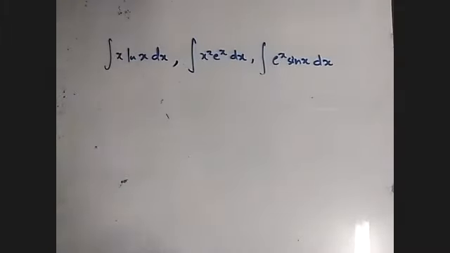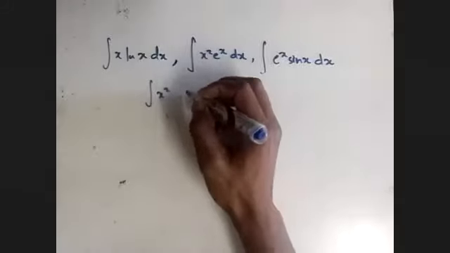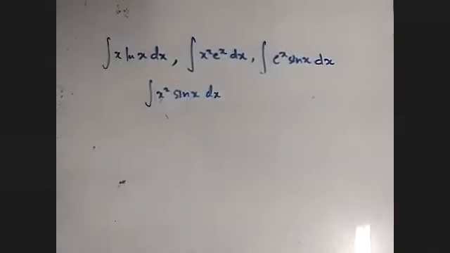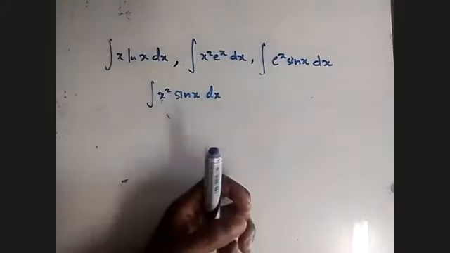Okay. Now, let us solve for this one: x squared sine x dx. Okay. So with this one, I'm going to choose a random person among the people that have attended. Either it's going to be a name, number, or anything. And then you are going to help us solve this question.